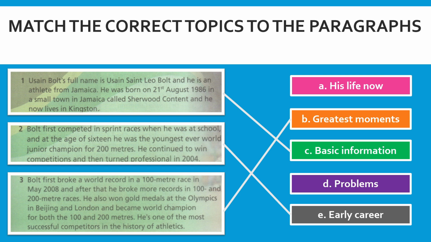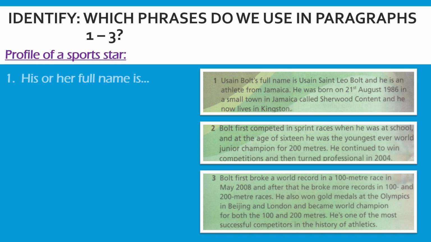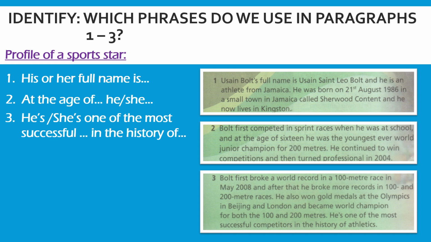If so, well done. Let's try to identify which phrases we use in paragraphs 1, 2, and 3. There are 7 key phrases that I detected when reading these 3 paragraphs. The key phrases that we can use to write a profile of a sports star are: first, his or her full name is; second, at the age of; third, he or she is one of the most successful in the history of; number 4, he/she first competed or played in.